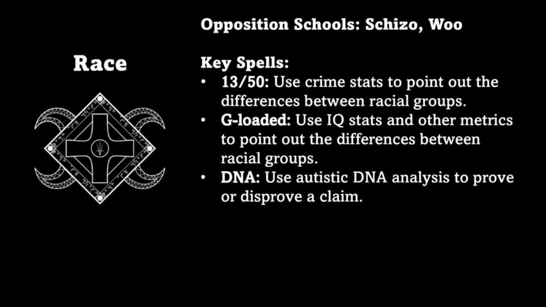Its key spells really are in and around data in different ways. 1350 is to use crime stats to point out the differences between racial groups. And then the spell they've got, G loaded, is to use IQ stats and other metrics to point out the differences between racial groups. JF Gariépy is also from this school. DNA is to use autistic DNA analysis to prove or disprove a claim. That's something else that these guys engage in. So they're very science heavy, science focused.